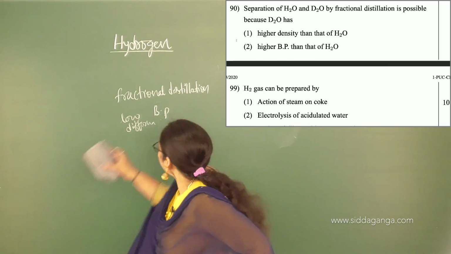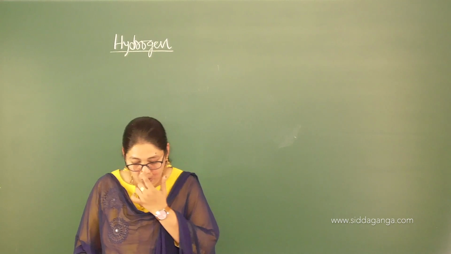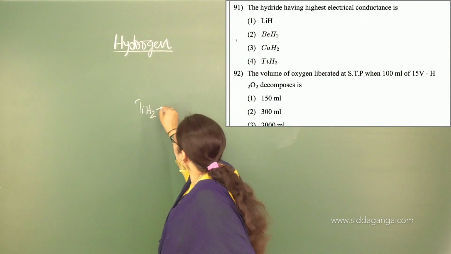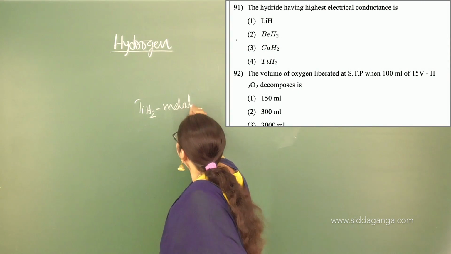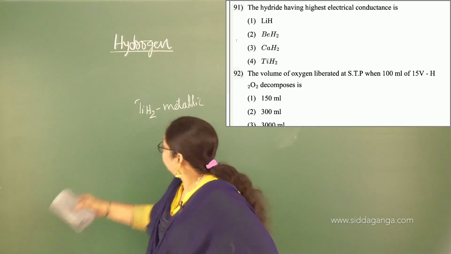Next question. The hydride having highest electrical conductance: lithium hydride, beryllium hydride, calcium hydride and titanium hydride. Answer is direct titanium hydride, because you know that titanium hydride is a metallic hydride, a very good conductor. Okay, that's one. Next question.